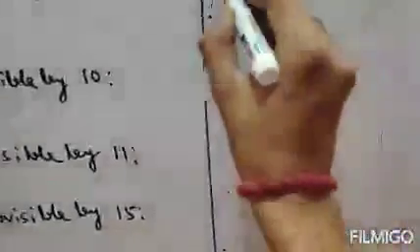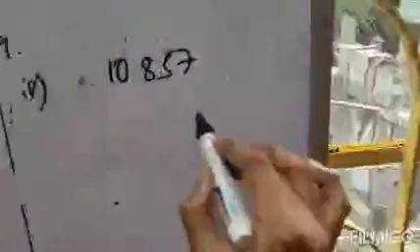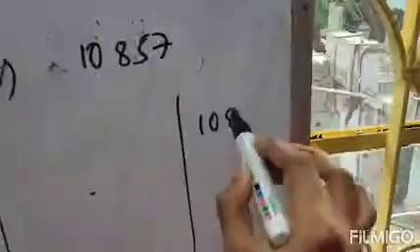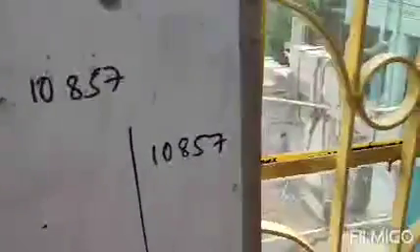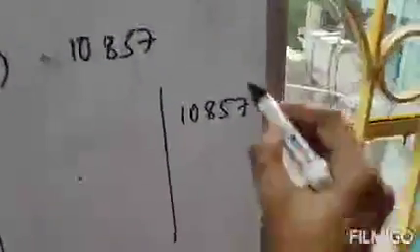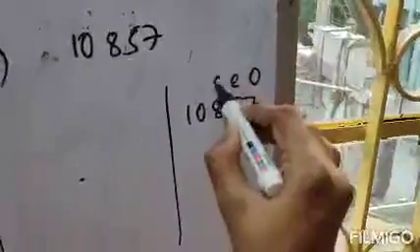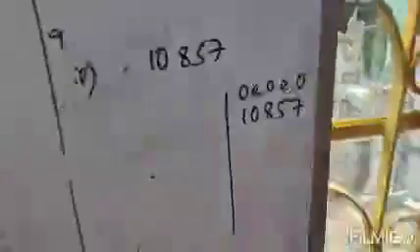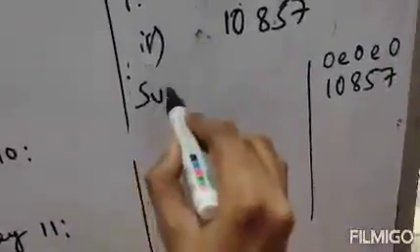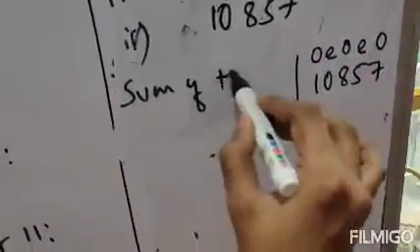Now the next number is question number 4: 10857. Do it in your rough. Just assign the numbers as odd and even starting from your right side, starting from odd. This should be done in your rough space. So odd, even, odd, even, odd. Clear? Now find out the sum of the digits at odd places first.